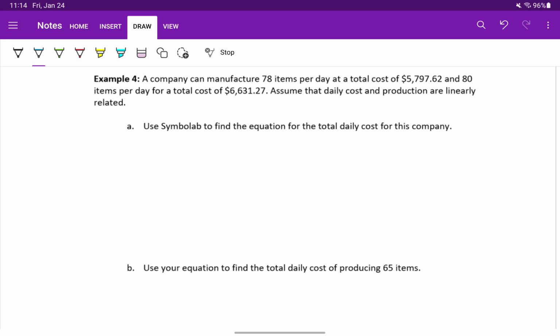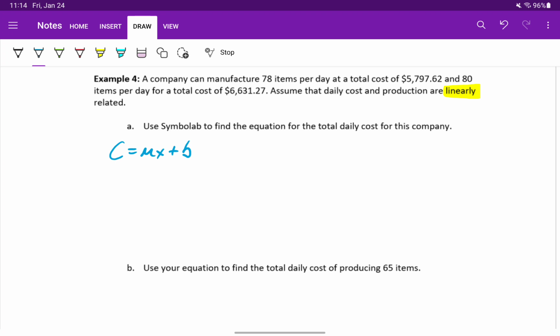In example 4, we have a scenario where a company can manufacture 78 items per day at a total cost of $5,797.62 and 80 items per day for a total cost of $6,631.27. We want to assume daily cost and production are again linearly related. We want to find an equation for the total daily cost for this company, meaning we want an equation of the form C equals mx plus b.